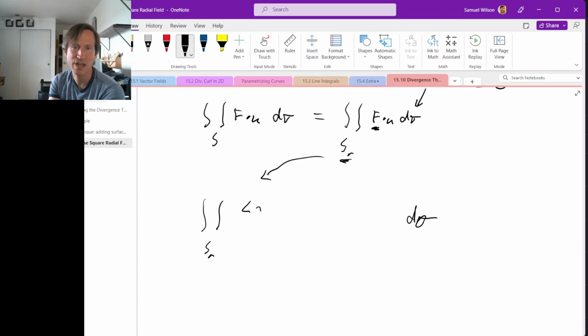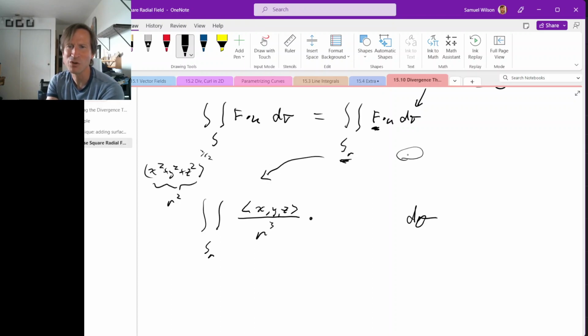So f is x, y, z over, well, remember what we had in this denominator was x squared plus y squared plus z squared to the 3 halves. But on the sphere, x squared plus y squared plus z squared is the square of the radius. So we have the square of the radius to the power 3 halves, and that's going to be r cubed. Okay, dotted with our normal vector.